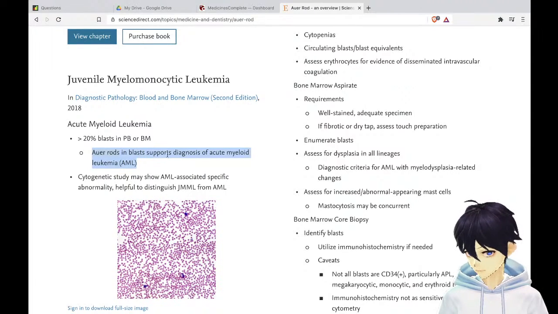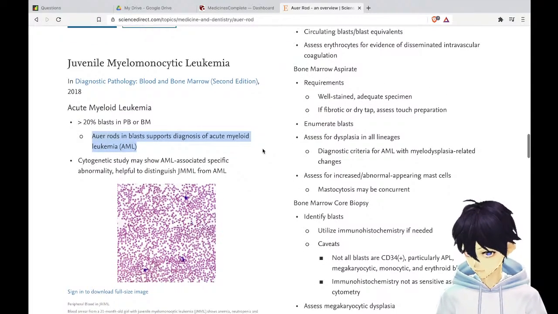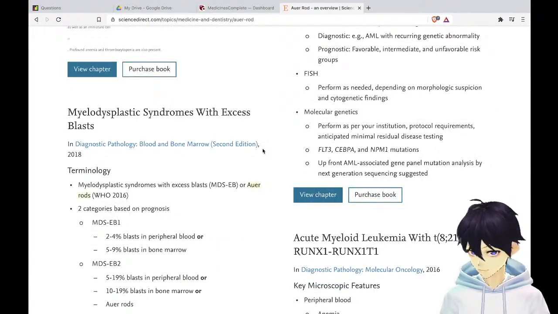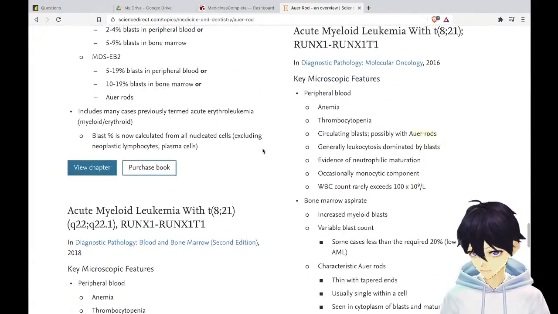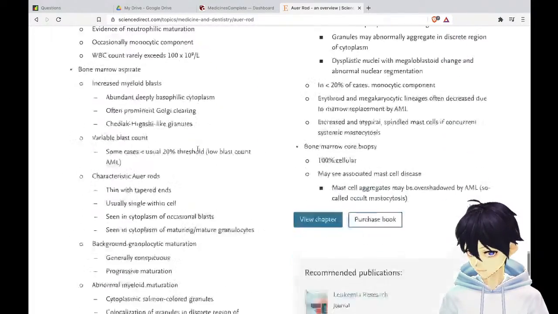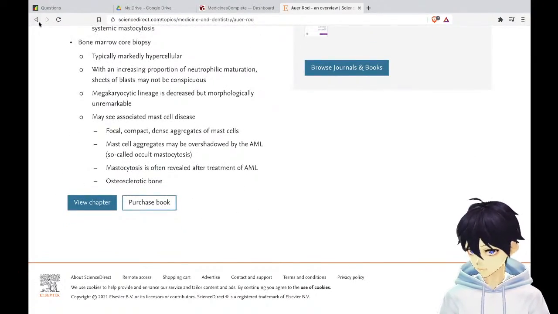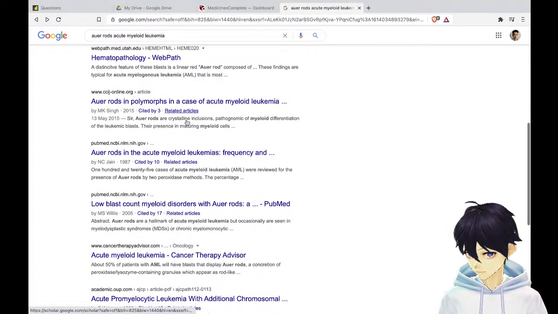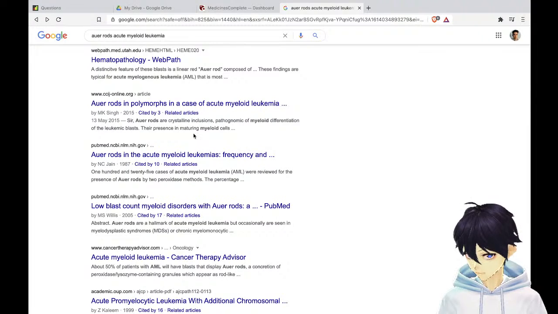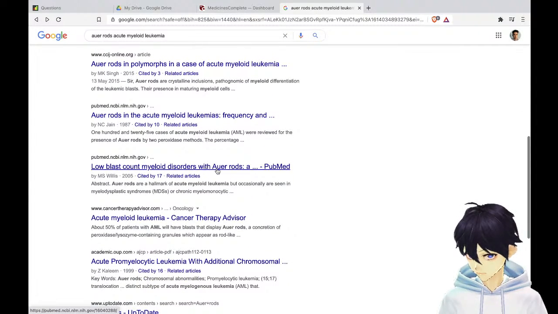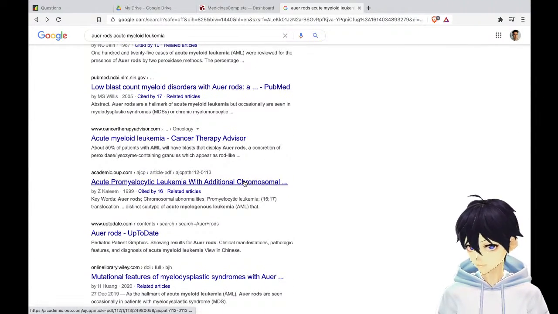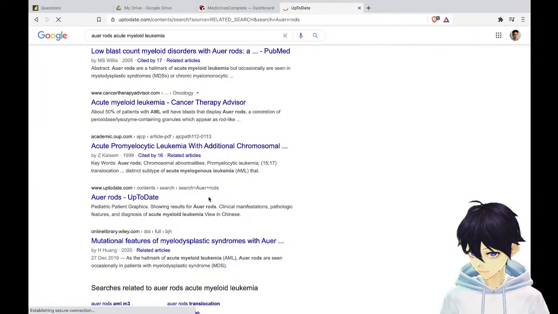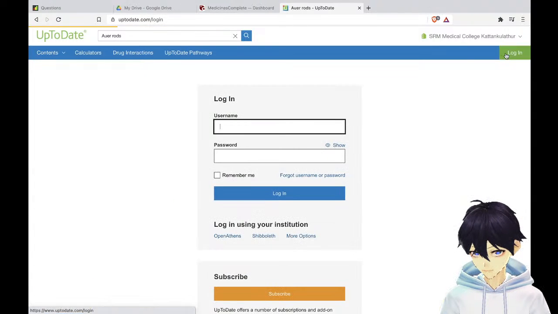Auer rods in blast support diagnosis of acute myeloid leukemia. They don't say how it's formed. No, nothing about how it's formed. I guess it's something you just have to commit to memory then. UpToDate, please give me something useful.